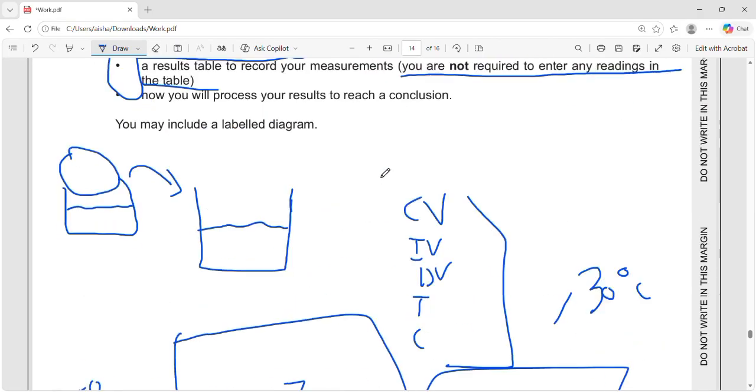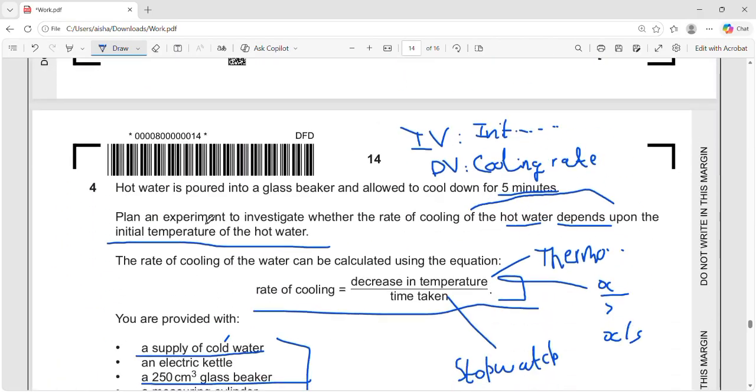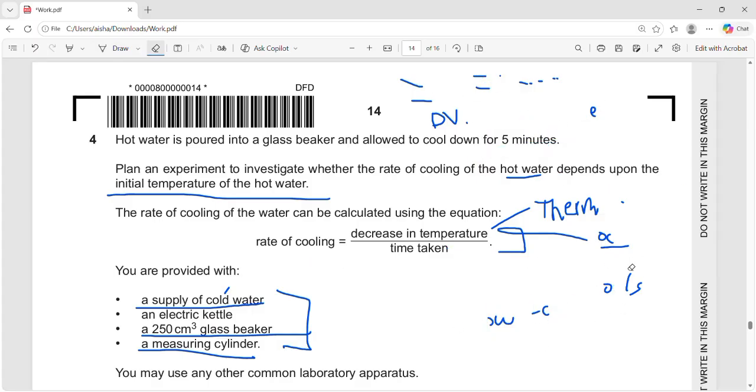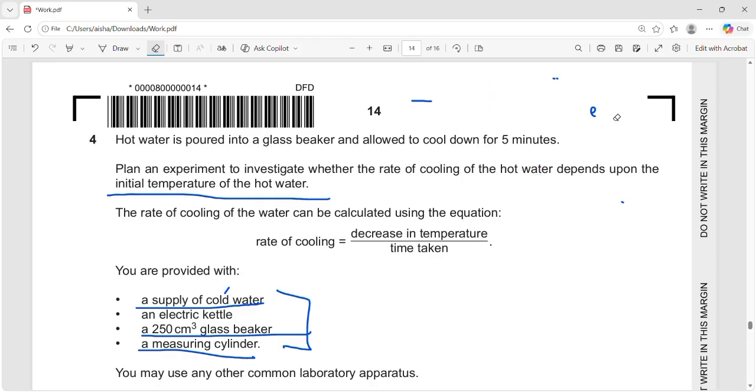Okay, now finally, obviously, we have the infamous last question, which is honestly the easiest question to score marks in, and I'll explain almost everything. So, hot water, I'll remove all of this because it was from before when I was recording. Okay, hot water is poured into a glass beaker and allowed to cool down for 5 minutes.